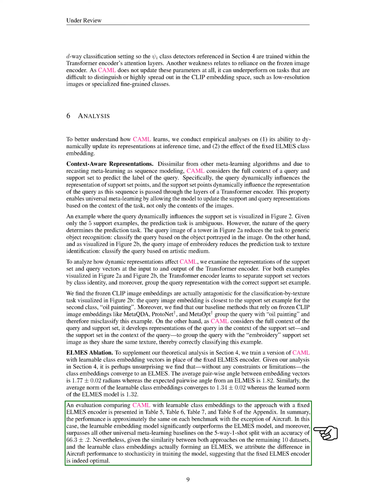We compared CAML with learnable class embeddings to the approach with a fixed ELMES encoder in the appendix. The performance is roughly the same on each benchmark, except for Aircraft. In this case, the learnable embedding model significantly outperforms the ELMES model, and even surpasses all other universal meta-learning baselines on the 5-way one-shot split with an accuracy of approximately 66.3 plus or minus 0.2.